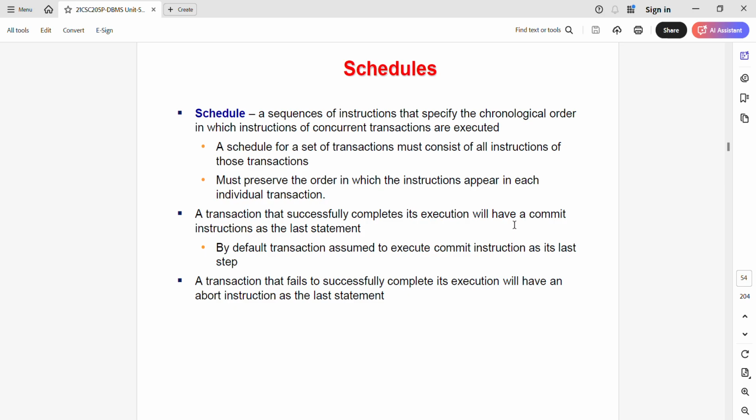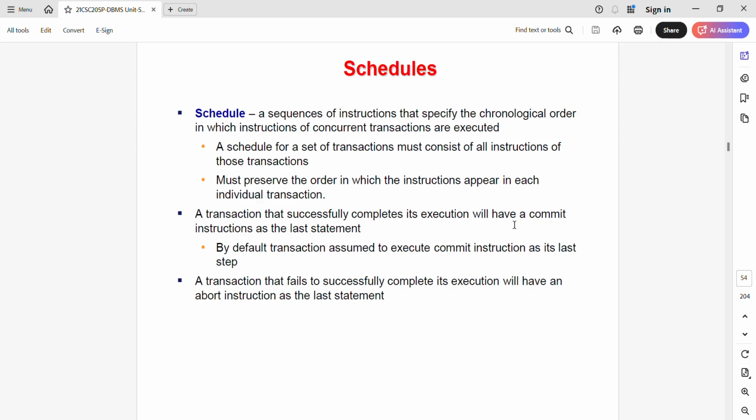Before that, we will discuss the schedule. What are the different schedules available? We know what is meant by a transaction. Next one is a schedule. A schedule is a sequence of instructions that specify the chronological order in which instructions of concurrent executions are executed. Suppose in the transactions we have some 3 to 4 schedules. Which schedule will be executed first? Which schedule will be executed next? That is called schedules: in which order the schedules are executing.